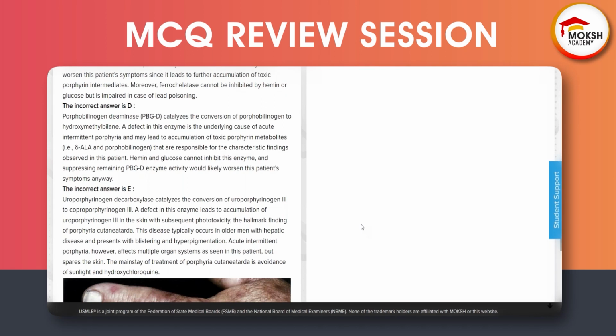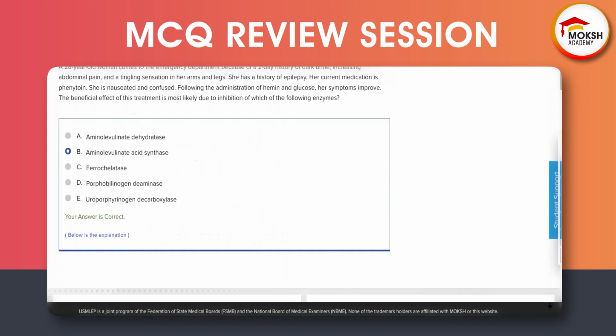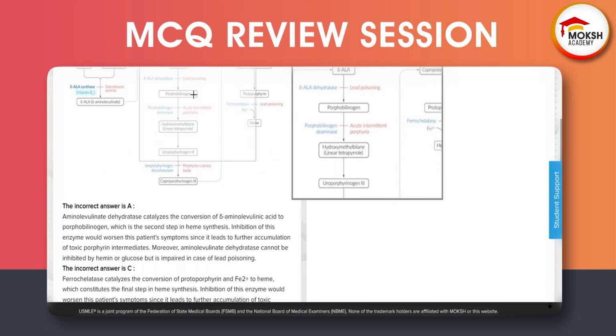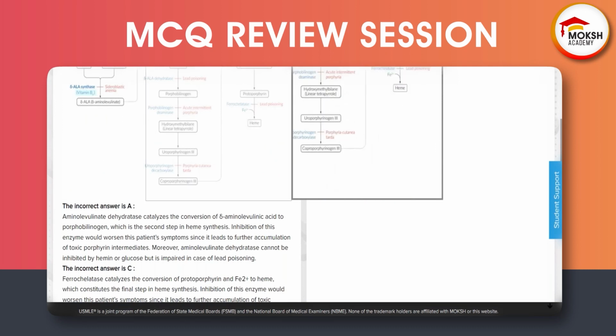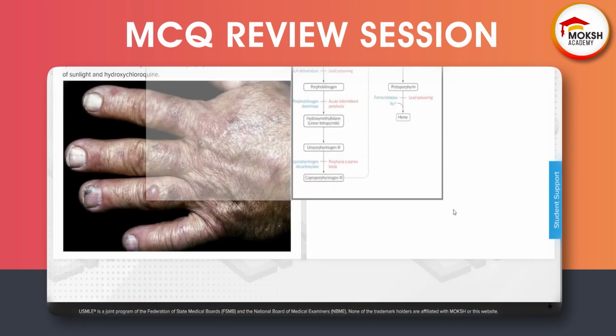I think I have explained PBG deaminase deficiency, that is later in the cycle, so you're going to have a skin problem. Sorry, I'm wrong. PBG deaminase is early in the cycle, as you can see. So you're going to have only abdominal pain and other problems, not skin manifestations. And uroporphyrinogen is here.